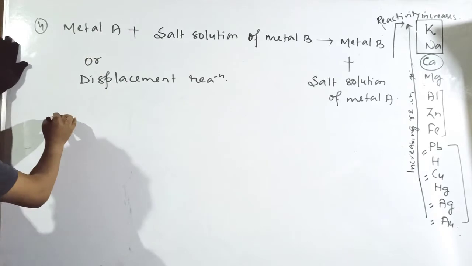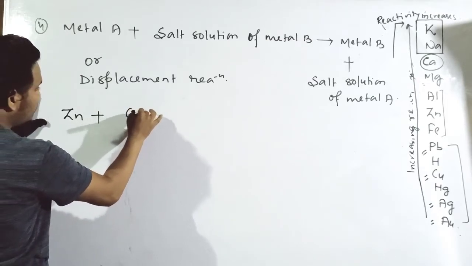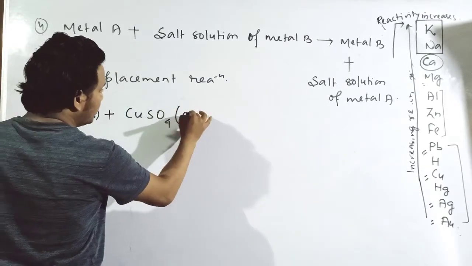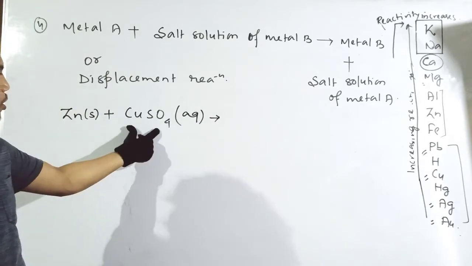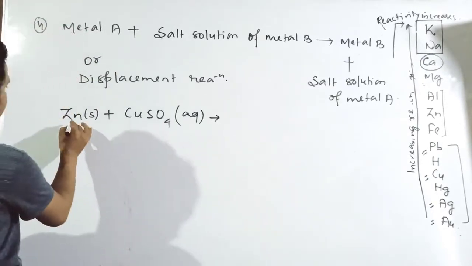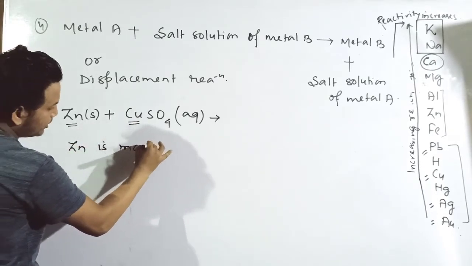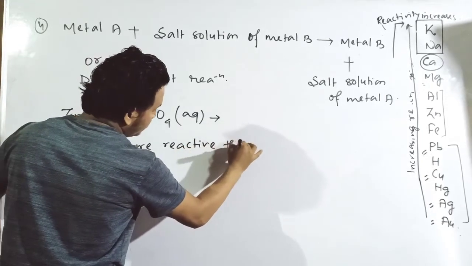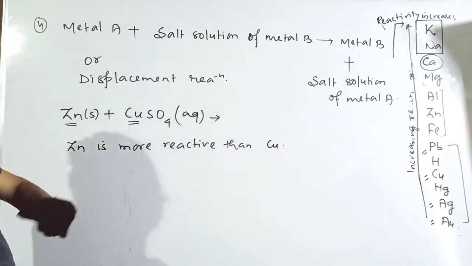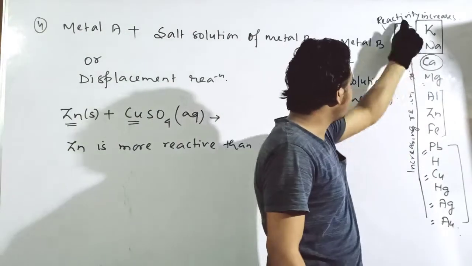Suppose we have taken one example, zinc. If you react zinc with copper sulfate, zinc is solid and copper sulfate is solid. If you dissolve copper sulfate in water, then it will produce a solution. Since zinc is more reactive than copper, zinc will displace copper. Also we have discussed it.